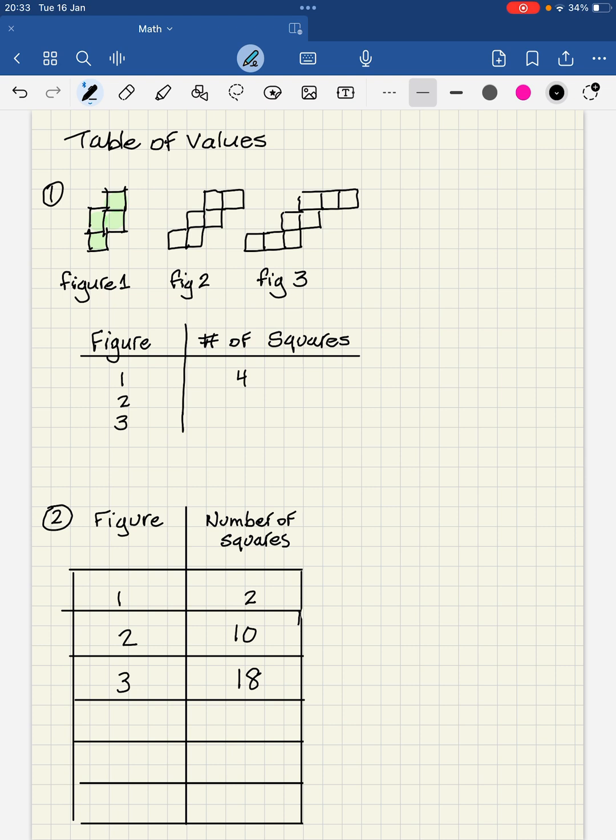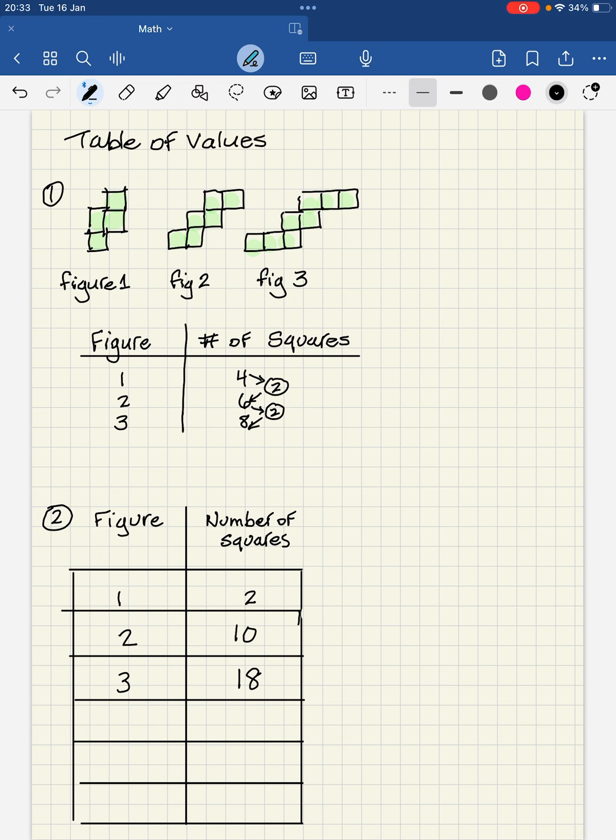Okay, for figure 2, we've got 1, 2, 3, 4, 5, 6. And for figure 3, we've got 1, 2, 3, 4, 5, 6, 7, 8. Okay, so then it wants you to figure out what the difference is between each number of squares. Well, we can see that this goes up by 2 and that goes up by 2, right? It's 4 plus 2 is 6, and 6 plus 2 is 8.